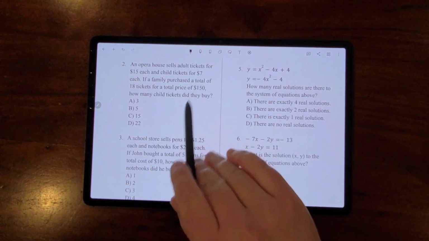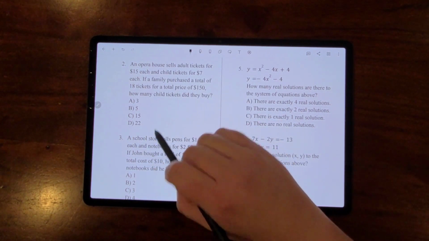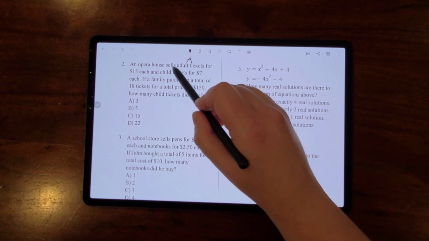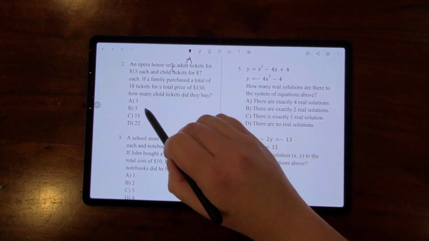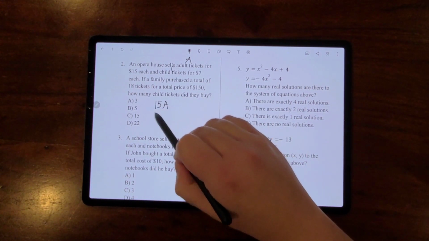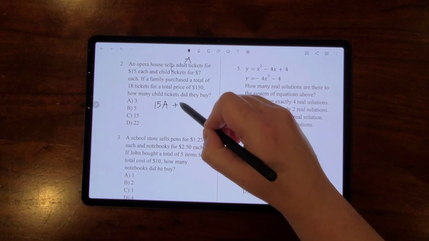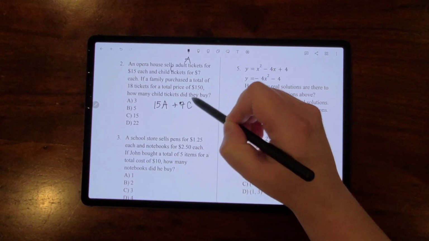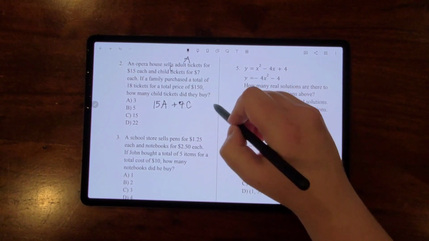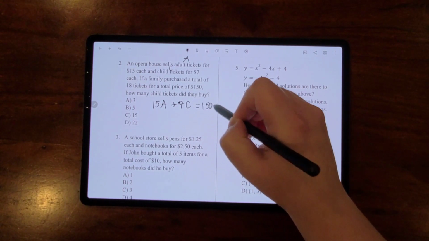So you can pause and read this if you'd like. And basically the equation that we would first have is the price for each of the tickets. I'm going to call the number of adult tickets A and the number of child tickets C. So it says that the adult tickets sell for $15 each. So 15 times the number of adult tickets would tell me how much I spend on the adult tickets, plus $7 times the number of child's tickets, 7C, would tell me how much I'm spending on the child's ticket. So if I add those up, I get the total amount that was paid, which is $150.